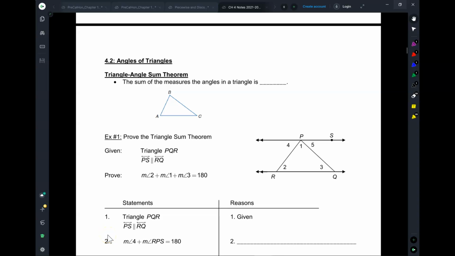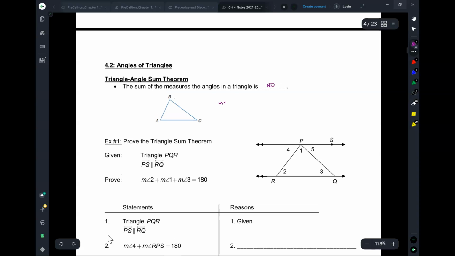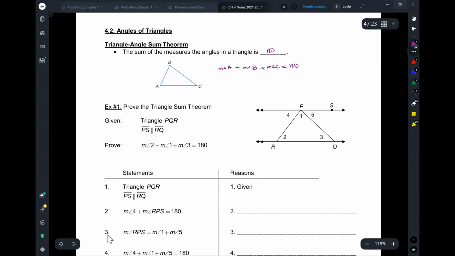All right, so in 4.2, we're going to start with the triangle angle sum theorem, right? And this you guys already know, and we've been using it really in the other chapters too. The sum of the measures of the angles in a triangle is what? 180. So the way we write that is measure of angle A plus measure of angle B plus measure of angle C is 180. Never A plus B plus C is 180. Okay? All right, so let's prove the triangle sum theorem.